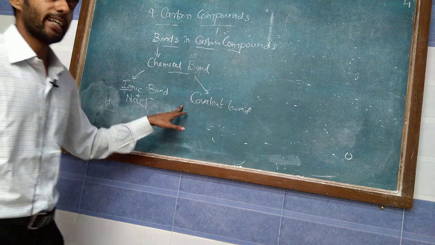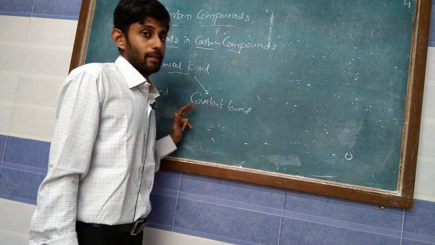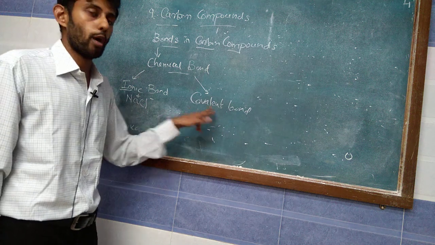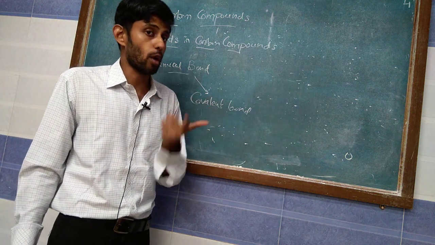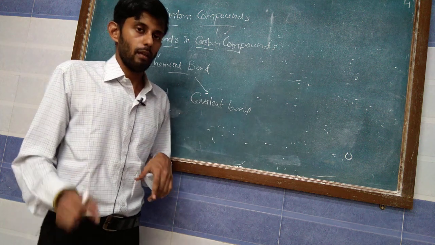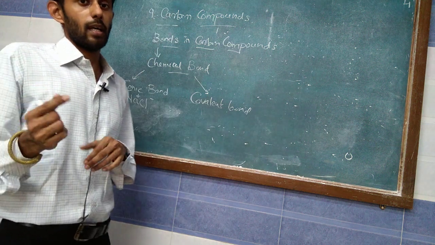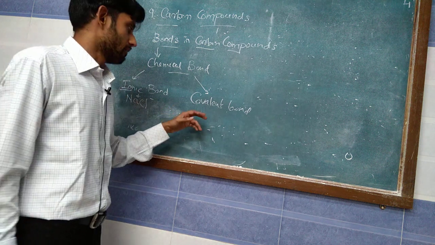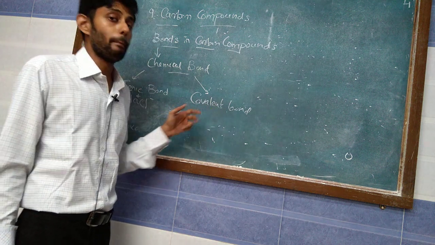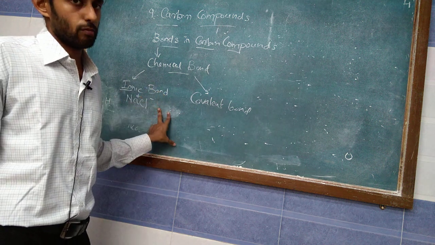Similarly, we will study in detail about covalent bond, but let us understand how a covalent bond is formed. It is formed by sharing of electrons between two atoms. We will understand with some examples in the coming sessions, but the covalent bond is formed by sharing of electrons.